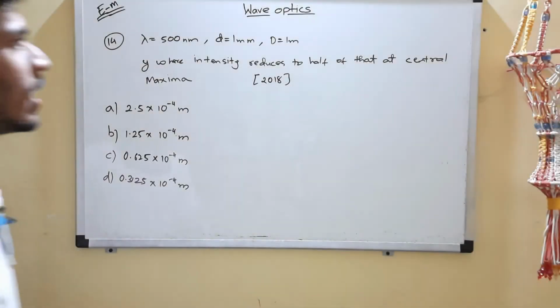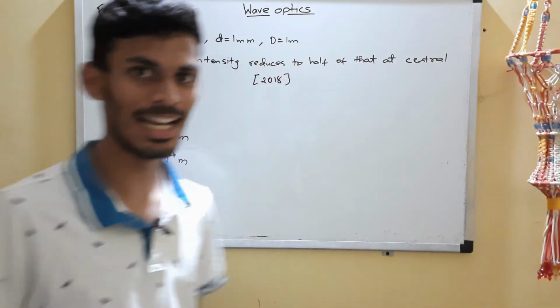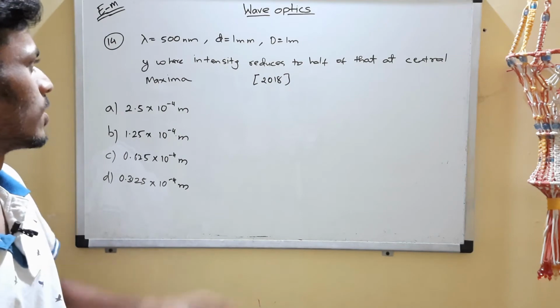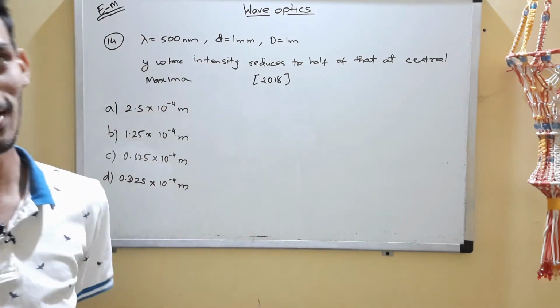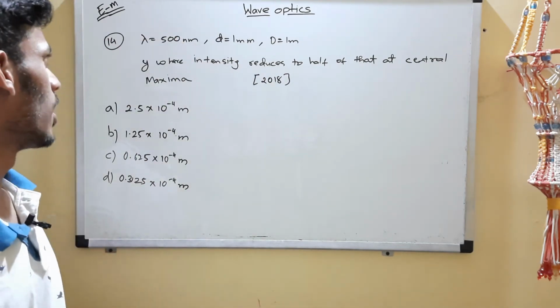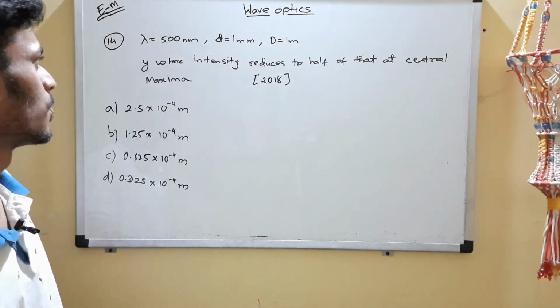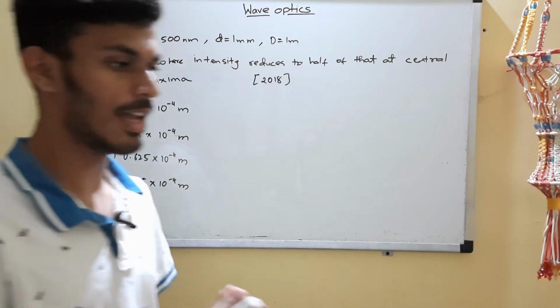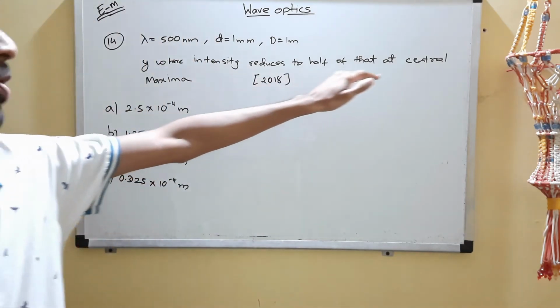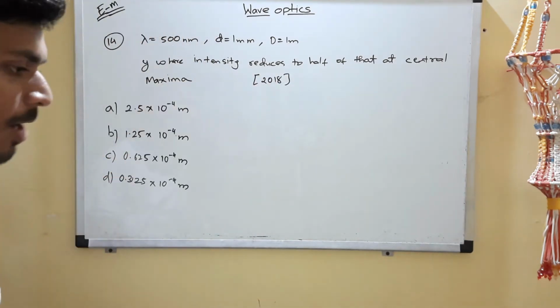So question 14 over here. This is the second last question that we are going to do today. It's from 2018, from the easy moderate category. Here we are given the data of a YDSE experiment. You are supposed to tell a position y where the intensity reduces to half of that at the central maxima.